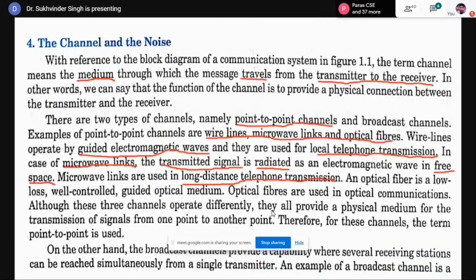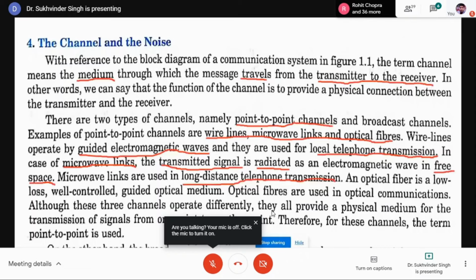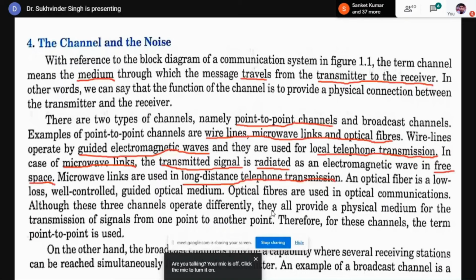The channel and the noise. As we have already said, at the transmitting station, now the information is processed. It is in electrical form. It is now transmitted. So there are two possible ways of transmission: the open transmission or point-to-point contact transmission. Open transmission will require radiation of the electromagnetic waves, and point-to-point contact transmission will require the wires, the optical fibers, or so. So the point contact channels will require the wire lines, microwave links, optical fibers, etc. And the example of this is local transmission through telephone.